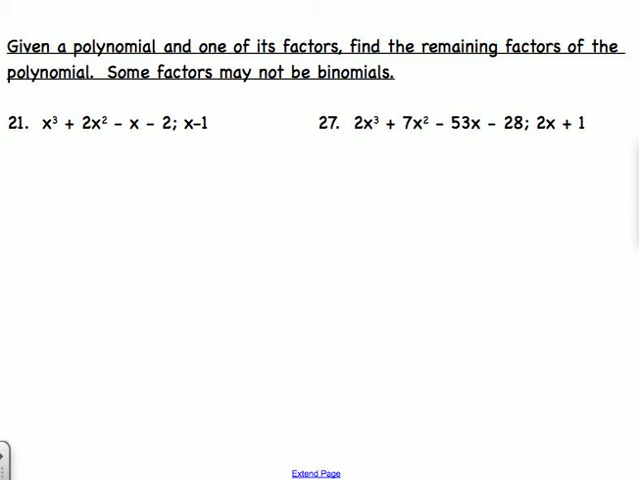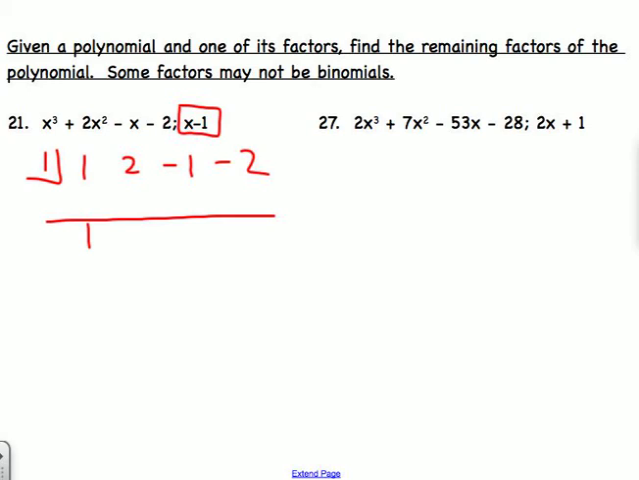The next two problems, 21 and 27, you are given a polynomial and one of its factors. Find the remaining factors of the polynomial, and some factors may not be binomials. So here we go. If they give you a factor of x minus 1, the 0 goes in the box, which means a positive 1 goes in the box. 1, 2, negative 1, and negative 2 are your leading coefficients. If x minus 1 is a factor of the polynomial, our remainder should be a 0.